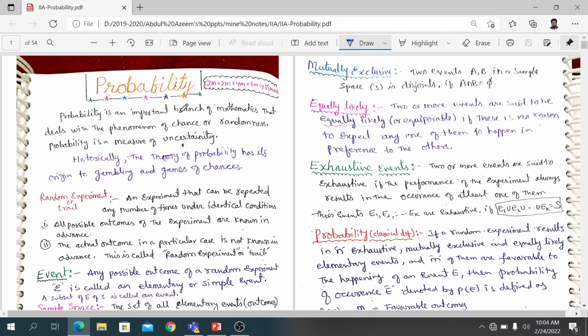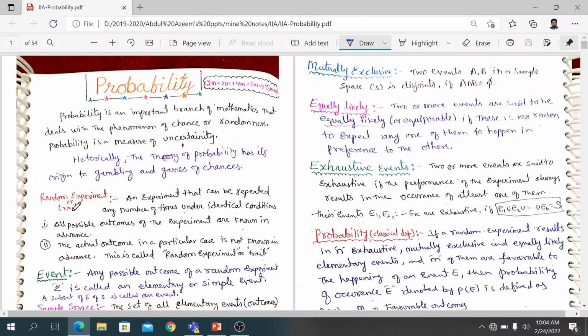Probability is an important branch of mathematics that deals with the phenomenon of chance or randomness. Probability is a measure of uncertainty, which means probability means a chance. Historically, the theory of probability has its origin in gambling and games of chance. Now let us see the definitions.